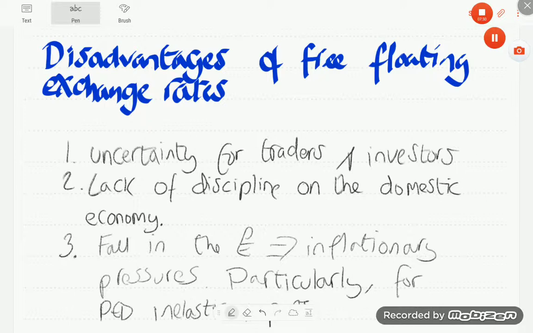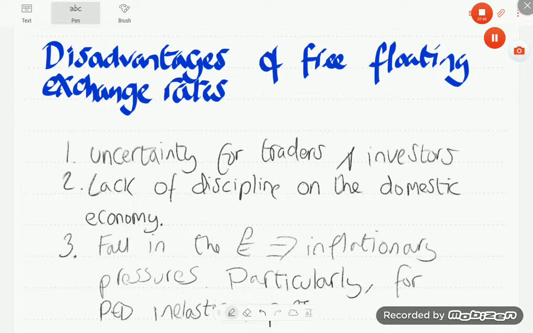Disadvantages of a free floating exchange rate. The first is uncertainty for traders and investors. The uncertainty caused by currency fluctuations can discourage international trade and investment. To some extent, the problem can be overcome by using the forward exchange market.